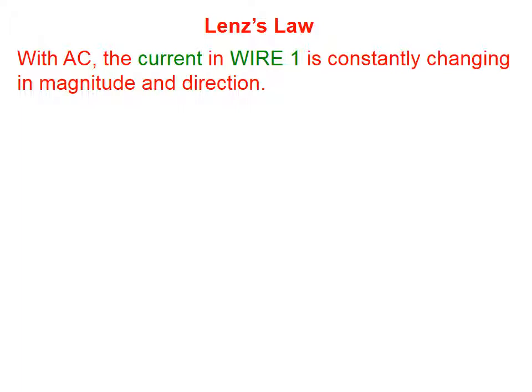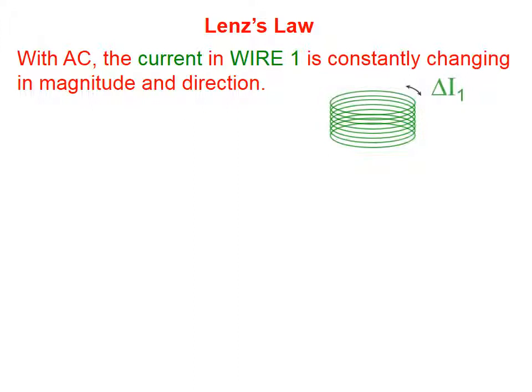With alternating current, the current in, say, wire 1 is constantly changing in magnitude and direction. So here we have a coil of wire, and we have a changing current. We can think of the charges as shuffling first this way, then that way, then this way again, then that way again, then this, then that, back and forth constantly.